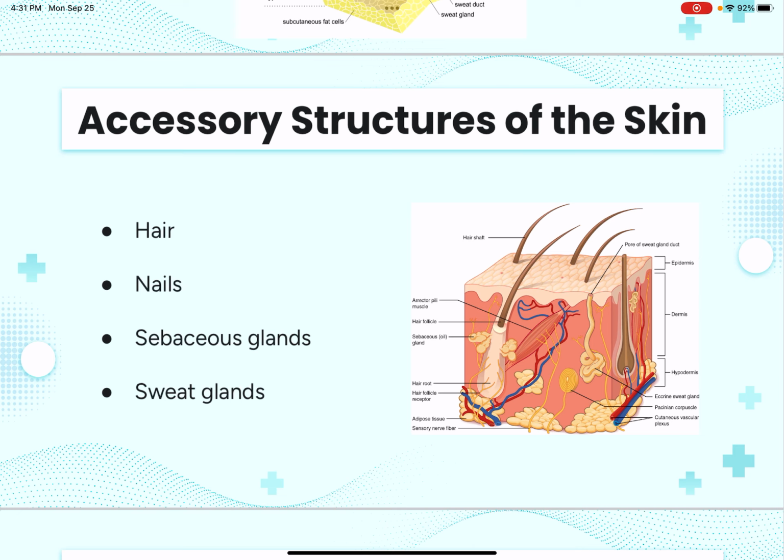Each sweat gland is a tiny coiled tube in the dermis or subcutaneous tissue with a duct that extends up through the skin and opens onto the surface. Sweat glands excrete excess water, salts, and small amounts of nitrogen wastes. Sweat glands help to cool the body.